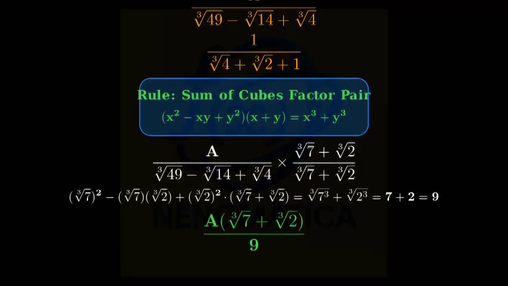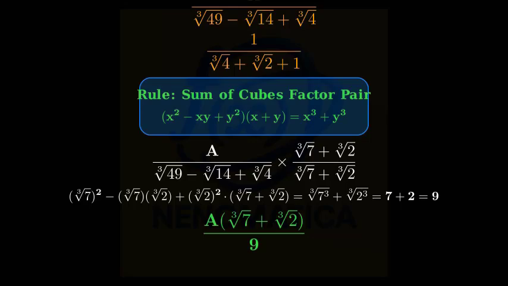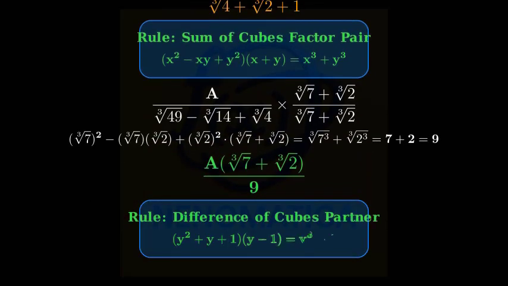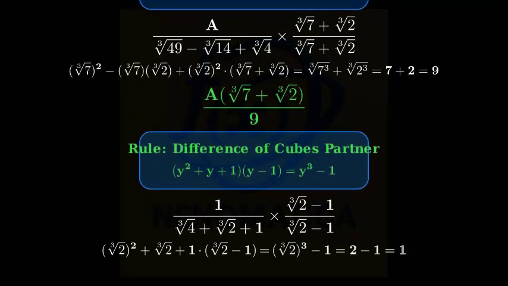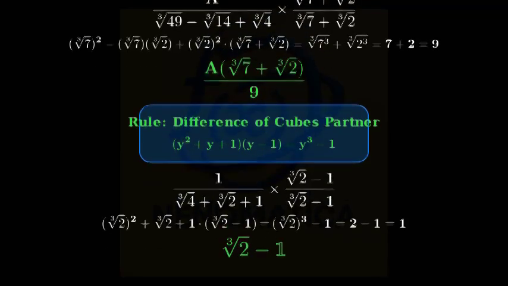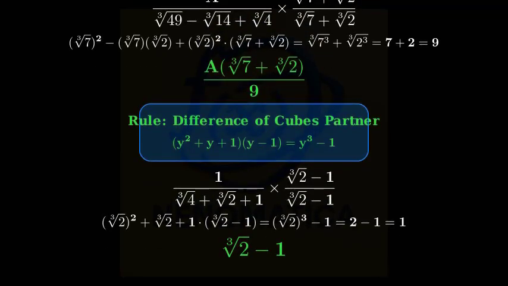For the second expression, set y equal to cube root of 2. Then the denominator is y squared plus y plus 1. The identity says left parenthesis y squared plus y plus 1 right parenthesis times left parenthesis y minus 1 right parenthesis equals y cubed minus 1. So multiply numerator and denominator by y minus 1, that is cube root of 2 minus 1. Because y cubed is 2, the denominator becomes 2 minus 1, which equals 1. So the entire fraction reduces to cube root of 2 minus 1.